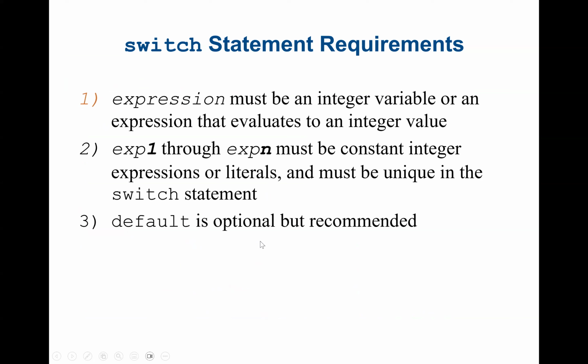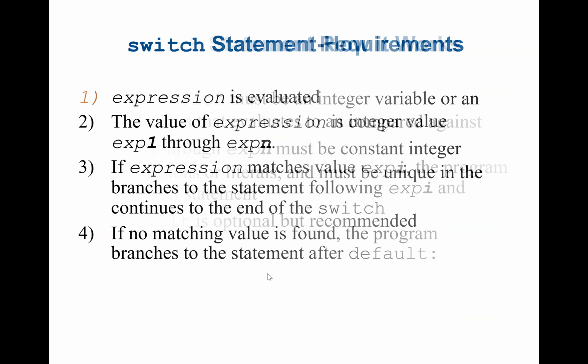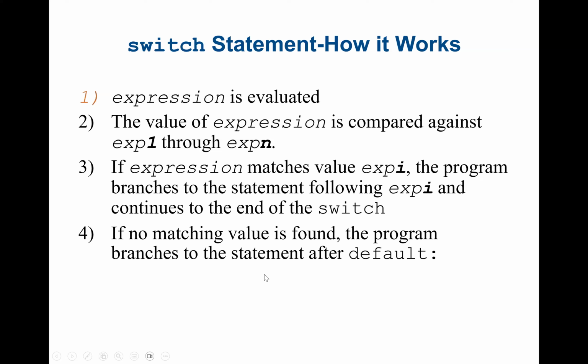Then the default is optional, but it's recommended because if all the cases are false, we want something to come out. So the default section will always execute. Normally, the expression is evaluated and the value of the expression is compared against expression 1 through expression n. That's all the cases. If the expression matches the value, then the program branches to the statement following that case and executes. This will continue to the end of the switch. If there are no matches, then as we said earlier, the default section will execute.